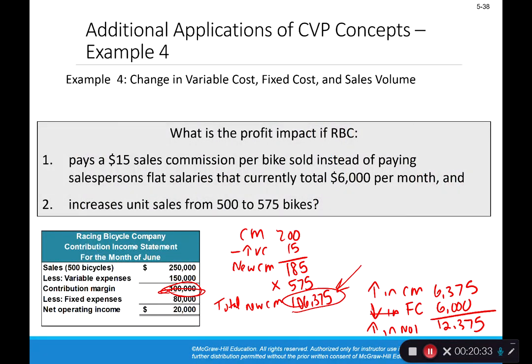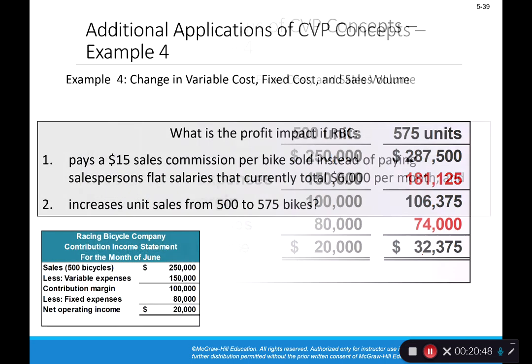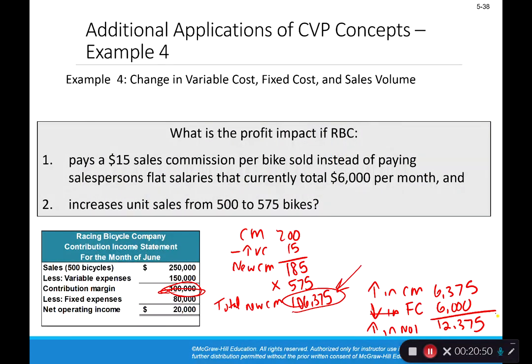106,375 I calculated. And then our fixed costs went down by 6 to 74, giving me a new profit of 32,375. The difference, 12,375, which is what I told you it would be. So focusing on what happens to our CM versus what happens to our fixed costs is all we need to do to figure out what happens to profit.